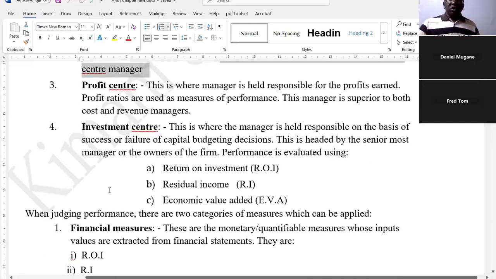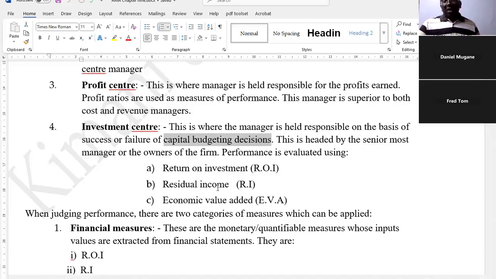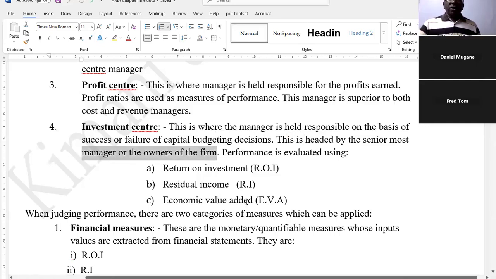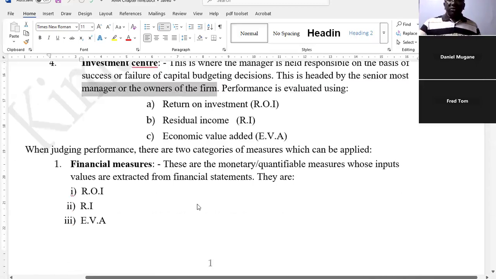The other one is called the investment center. This is where the manager is held accountable purely on the success or failure of what we call capital budgeting decisions. These are decisions that are made in companies, they are long-term, and they involve huge outflows of money. That's why these are either done by very senior people or the owners of the firm. If you want to judge them, we look at return on investment, residual income, economic value added. Those are the items that we use. We will be computing all this in a while.